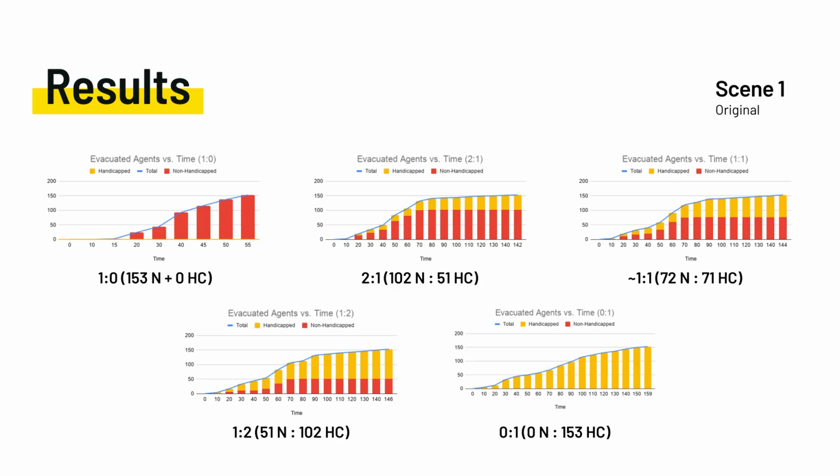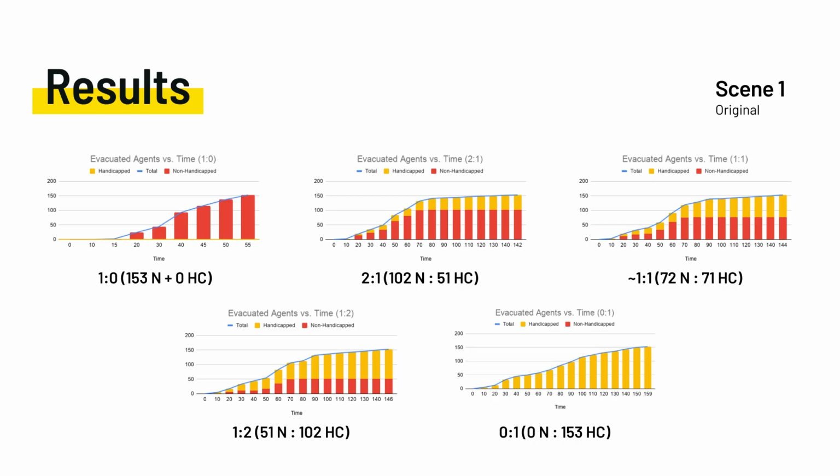Now we will be discussing the results for scene 1. As a reminder, in scene 1, all wheelchaired agents were required to be on the first floor since this scene did not have any ramps, but only stairs. For the first simulation of 1 to 0, which is 153 normal-bodied agents to 0 handicapped, it took around 55 seconds. In contrast, for the last scene, we can see that it took around 159 seconds for all of our handicapped agents to exit, because that was the 0 to 1 ratio.